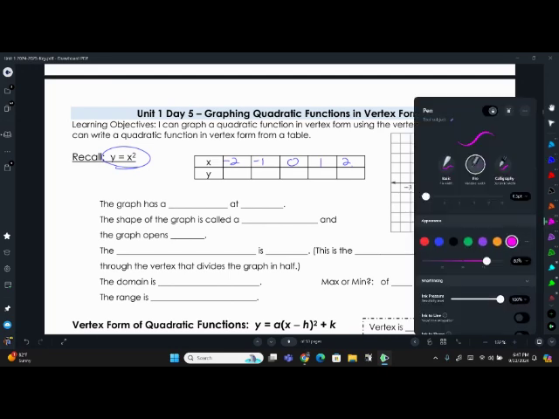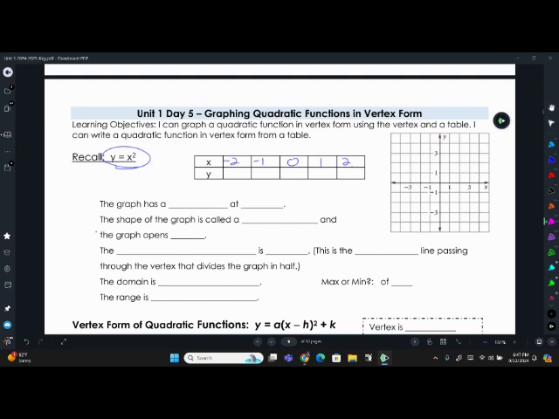So negative 2 squared, negative 2 times negative 2 is 4, because remember, x squared means that number times itself. Negative 1 squared is negative 1 times negative 1, which is positive 1. 0 squared is 0. 1 times 1 is 1. And 2 times 2 is 4.